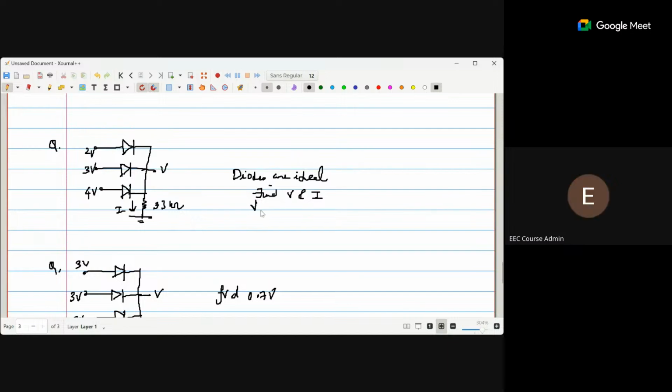V will be 4 volts. What will be the status of the diodes? D1 and D2 will be reverse biased. If we take D1, D2, D3, D1 and D2 will be reverse biased. D3 will be forward biased, so that will give you 4 volts. I you can find out. Okay, then 1.3 milliamps.